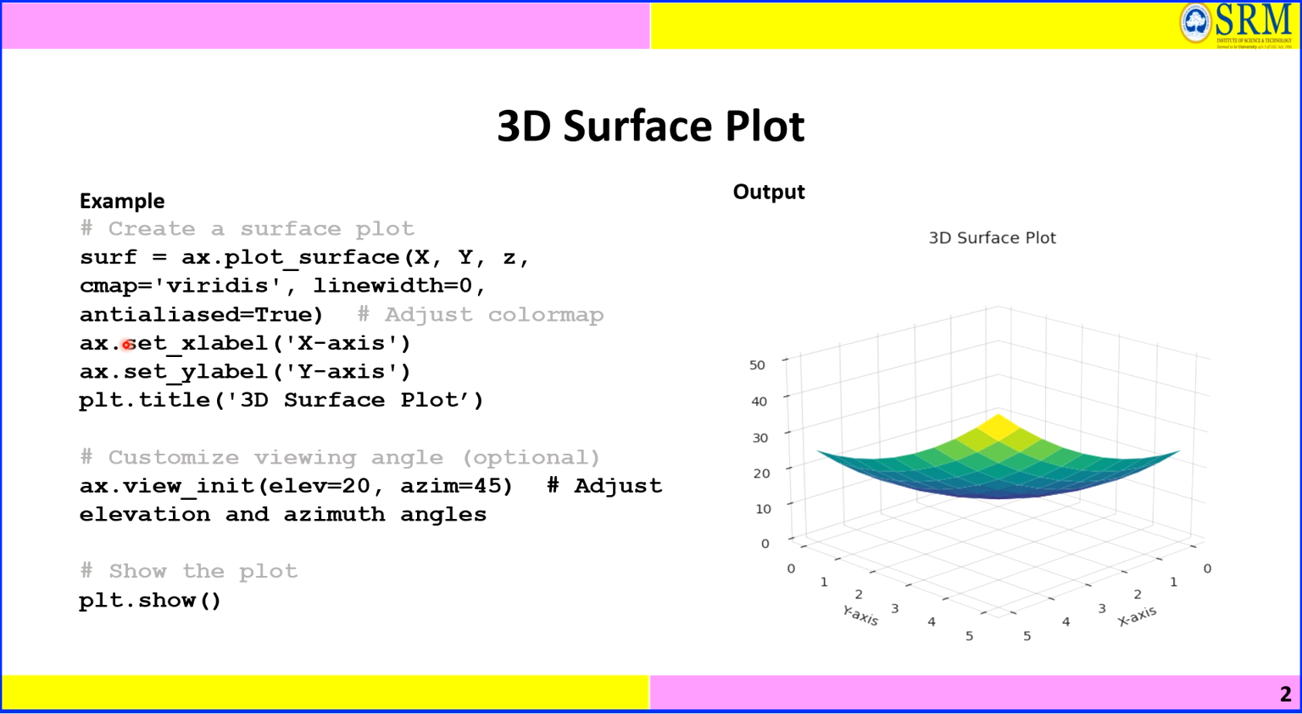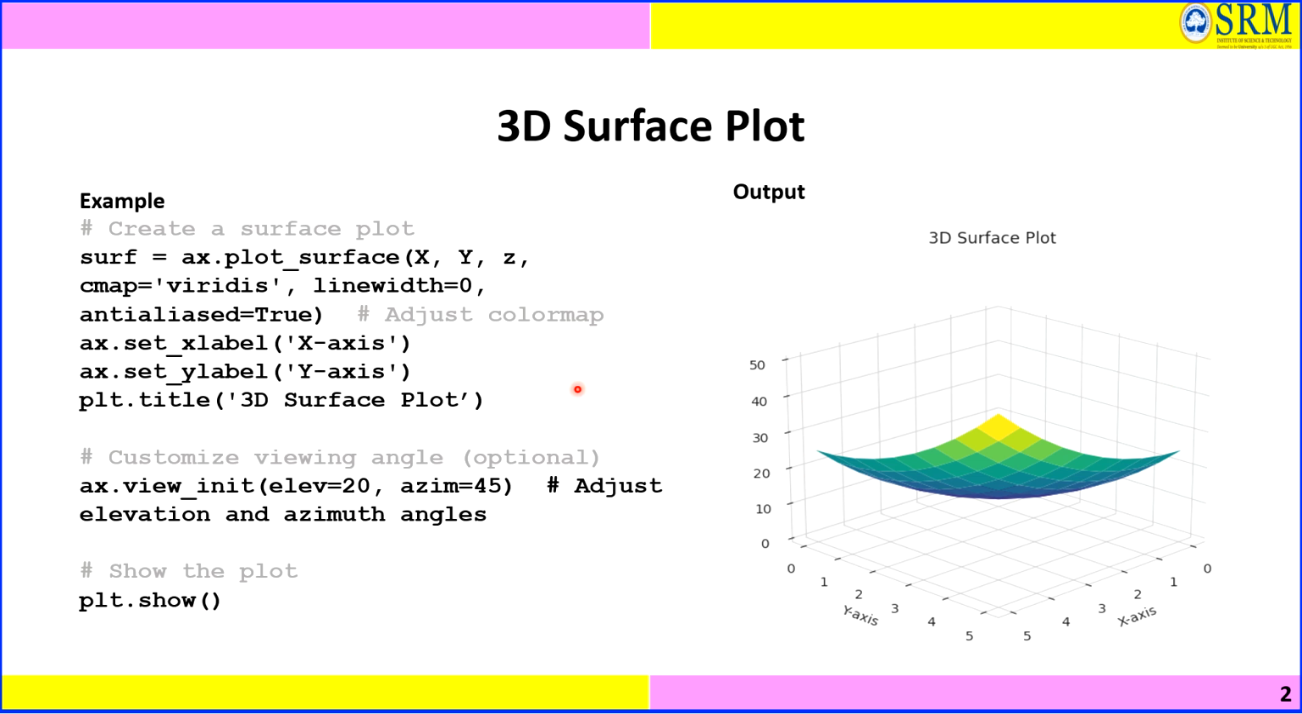After that, you can write ax.set_xlabel, ax.set_ylabel, and the plot title. Then the elevation angle and azimuth angle you can also enable with view_init. I already discussed this in the scatter plot discussion. So at the end you have to write plt.show.